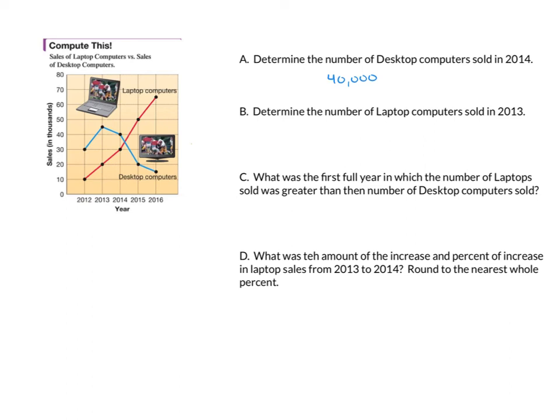Okay, determine the number of laptop computers sold in 2013. We are looking at the red line, our laptop computers, and we get 20,000. Part C, what was the first full year in which the number of laptops sold was greater than the number of desktop computers sold? So when is the red line above the blue line? As we go across, our blue line is above our red, and it's not until right here that our red line is above our blue line. So this is going to be 2015.